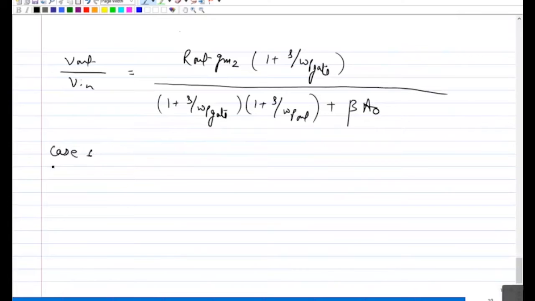So now take case 1. Again, we cannot do the Bode plot for this, so we have to make the approximation that you are looking inside your UGB. And since inside UGB you have only one pole, we'll do one by one. When omega P gate is dominant and when omega P out is dominant, what would happen to your PSRR curve? So omega P gate is dominant.